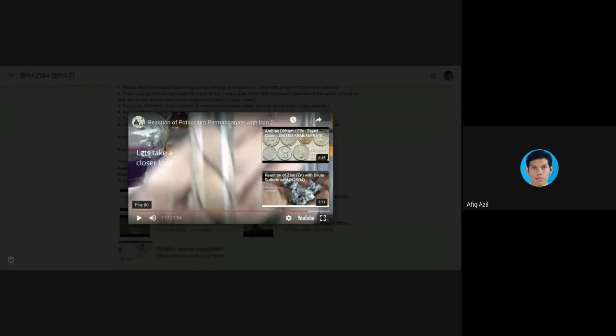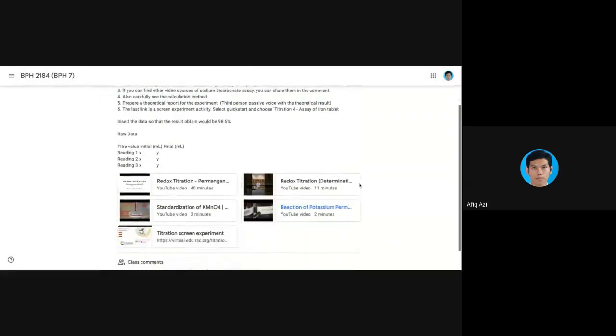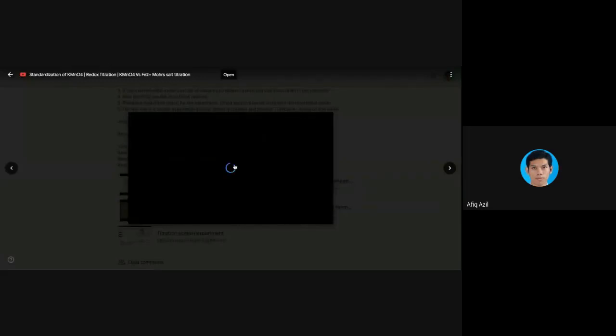It's not actually a titration, but as you can see, once the iron sulfate solution is added into the potassium permanganate, the color changes from violet or purple to colorless. But during the titration, the potassium permanganate solution will be added into your sample, the iron(II) sulfate, and we will normally stop when the color turns to pale pink, like this.